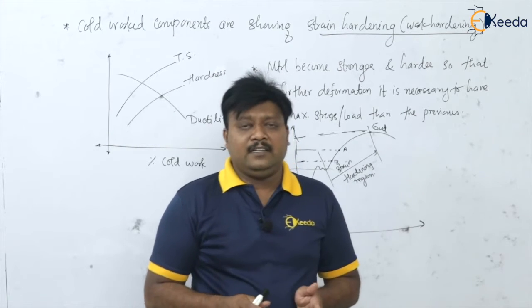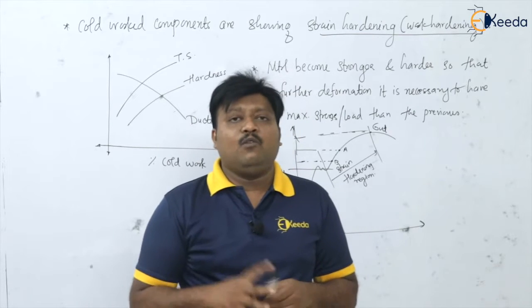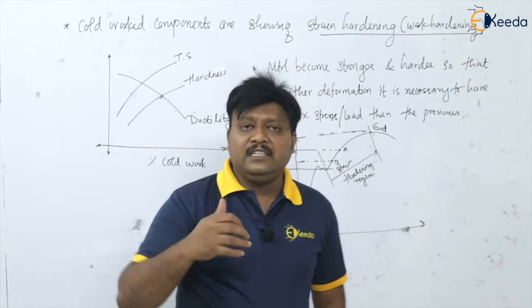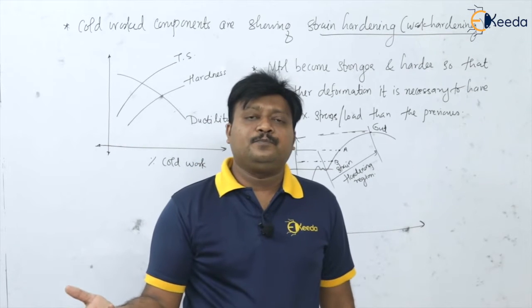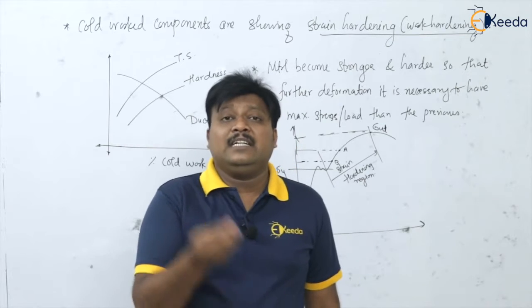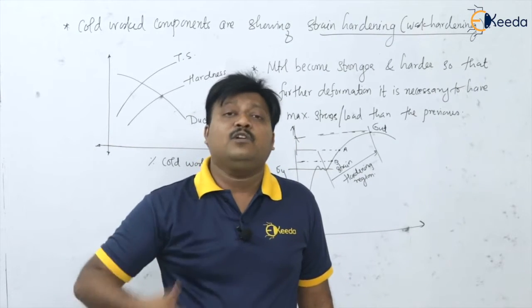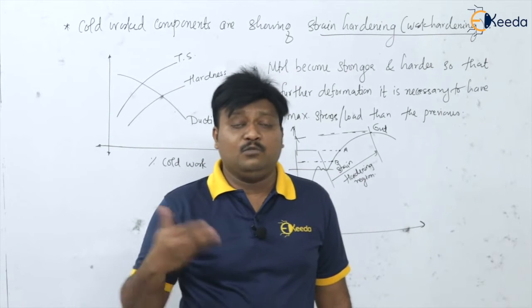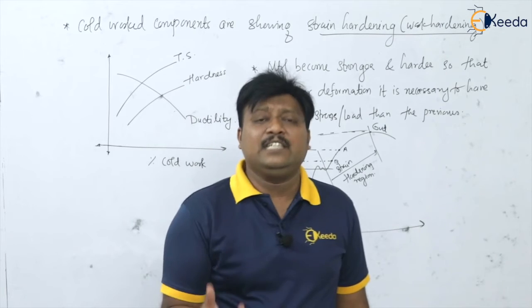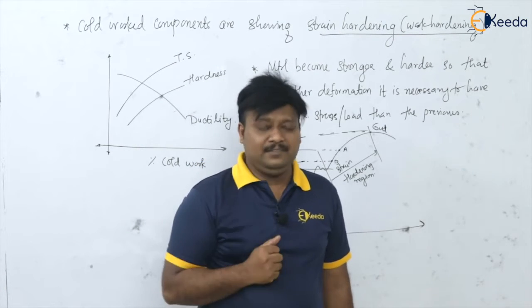So to avoid that, from stage to stage in this deformation region, what we are doing, we are removing the material from the deformation region and subjecting it to some process to get that material soft, so that more deformation can be possible on that material. So we require some suitable heat treatment process, which is nothing but the annealing.